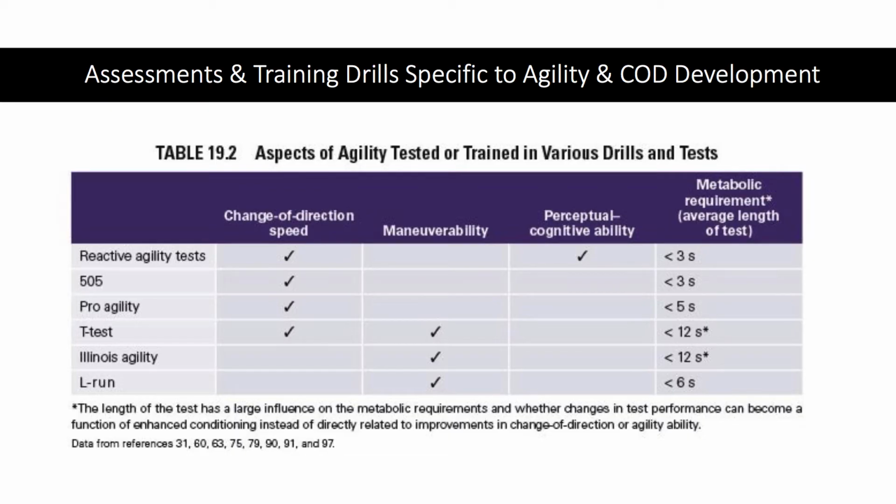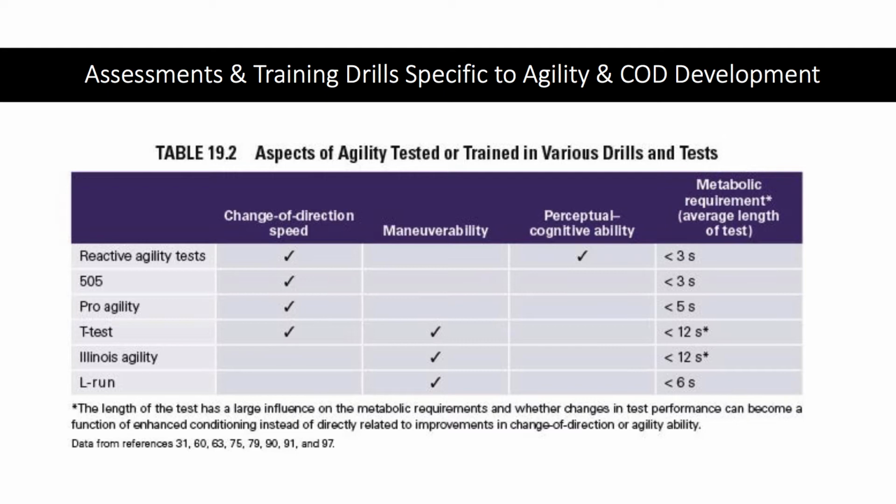So now let's discuss how we assess agility and change of direction and how we're able to develop these areas. Here on table 19.2 are aspects of agility tested or trained in various drills and tests. As you can see on the left side, we see 1, 2, 3, 4, 5, 6 tests that are used for various measures. You can see in the other columns exactly what the priority is. So the first 4 are mostly strong in change of direction speed. The last 3 are really targeting more maneuverability. And then the first one also has the ability to assess perceptual cognitive ability. And this is the ability to visually analyze and anticipate a situation.